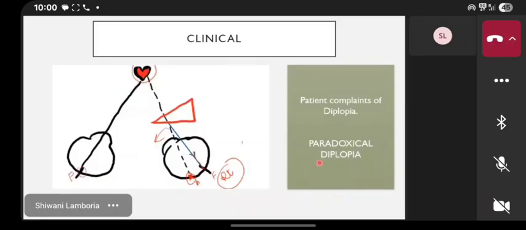So if we try to correct it and introduce a prism in between, the prism is placed base out, because the apex should be towards the deviated side, and then the rays fall on the fovea. So now the patient complains of diplopia after correction. This is known as paradoxical diplopia. It can also happen after squint surgery, and it takes 4 to 6 weeks to disappear. So we have to counsel the patient properly.